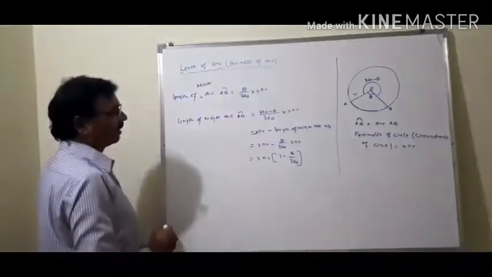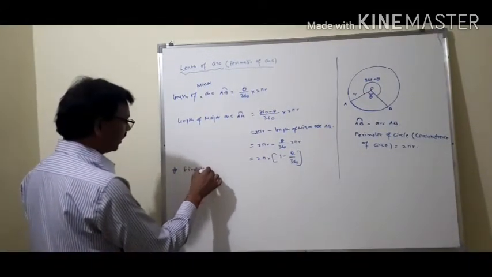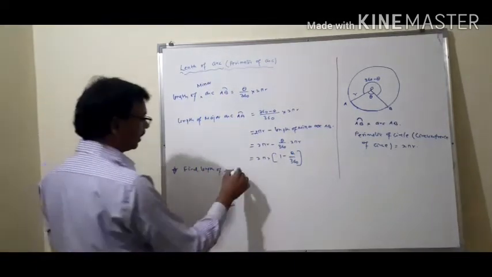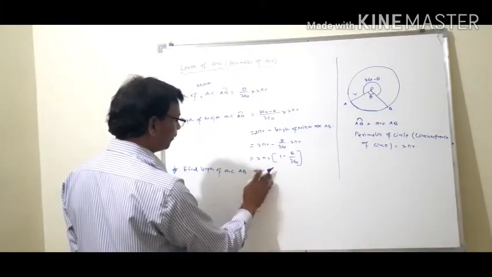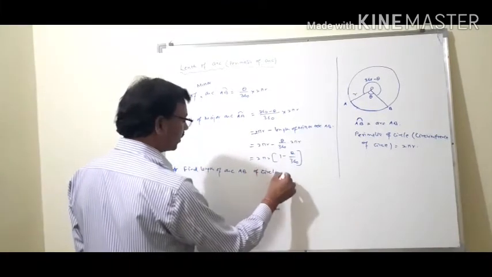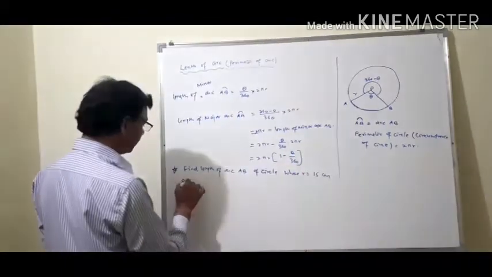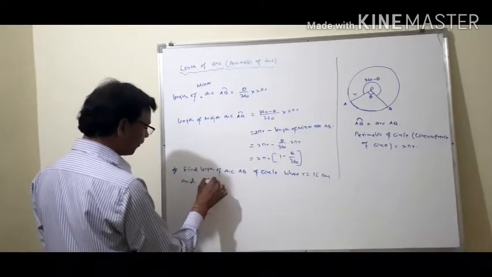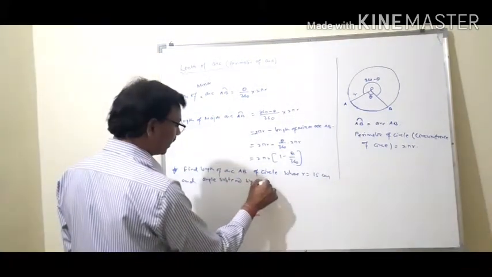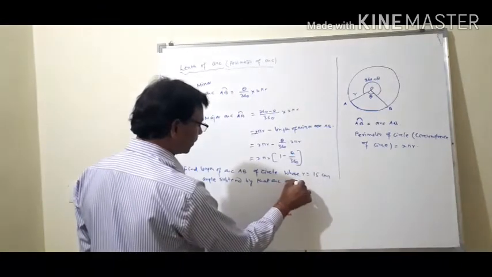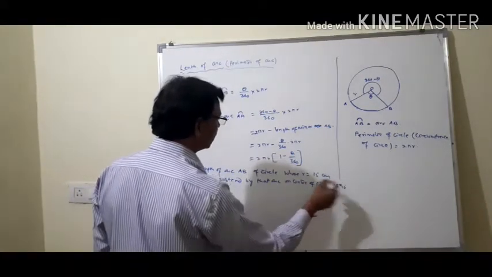We will take one example here. Question: find the length of arc AB of a circle whose radius is 15 centimeter and the angle subtended by that arc on the center of the circle is 90 degree.